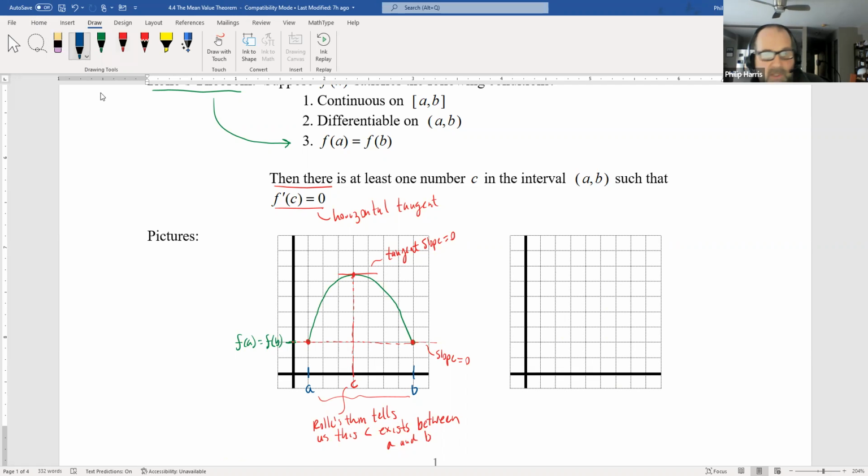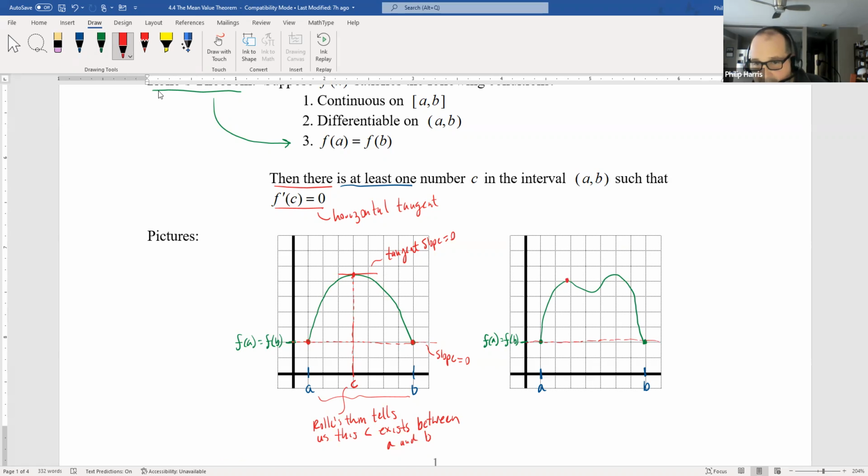I'm going to draw a second picture of our situation just to illustrate something. Rolle's theorem's conclusion says there exists at least one such number. So there has to be at least one place, but there can be multiple such places. So similar picture here, a to b. We have a place where f of a equals f of b, and maybe I have a graph that does something like this. Again, we have a secant slope from x equals a to x equals b that is equal to 0.